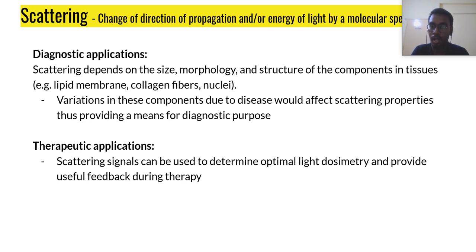That is, if there is a healthy tissue, it would have a different type of scattering property. But if it is affected by some sort of disease, then the scattering pattern would be different. So in that way, we can diagnose these applications. And coming to therapeutic applications, scattering signals can be used to determine optical light dosimetry and provide useful feedback during therapy.